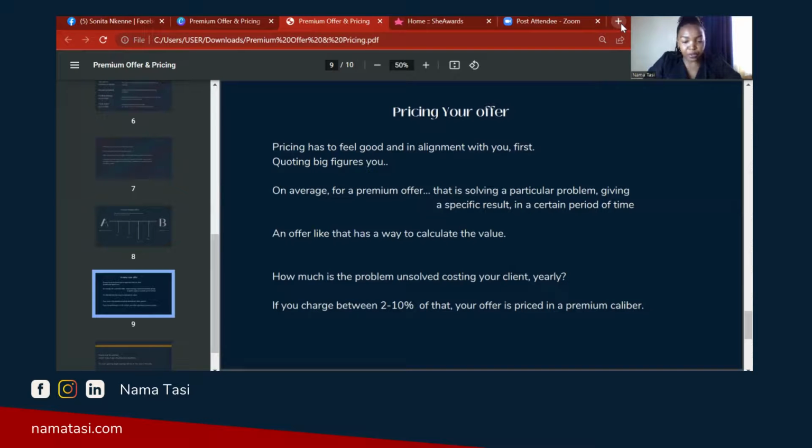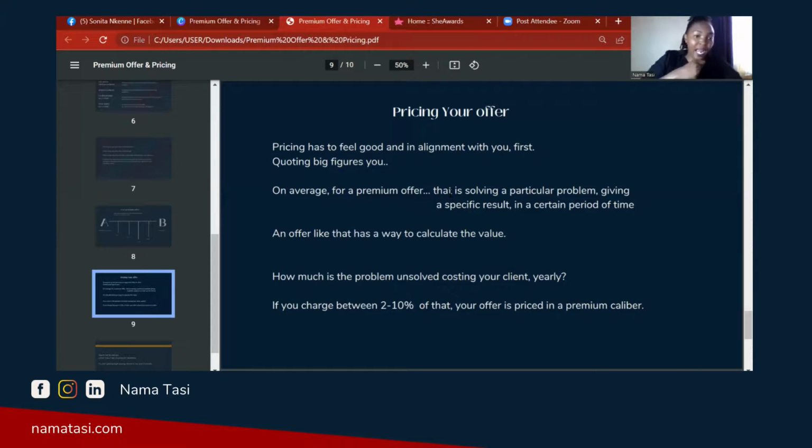Okay, so let's do that. Five days a week times 4 for the week, times 12. So my clients are losing $144,000 yearly because of not solving this problem. I hope that doesn't disturb you. So they're losing $144,000 yearly. So ideally, my premium offer should cost a percentage of that.